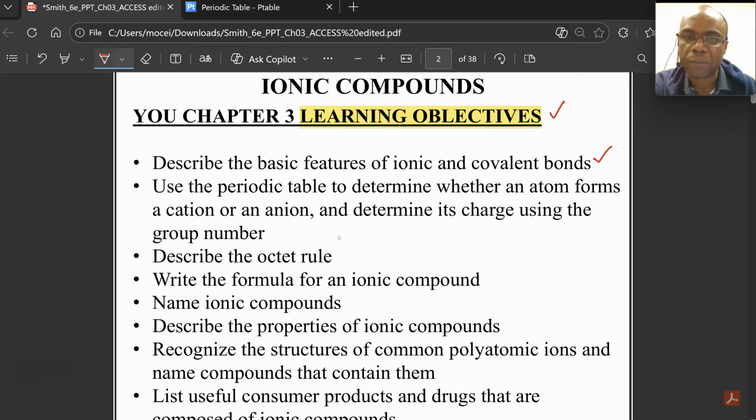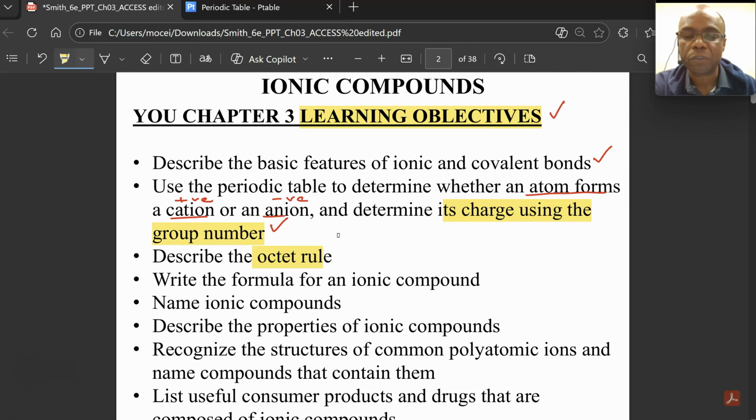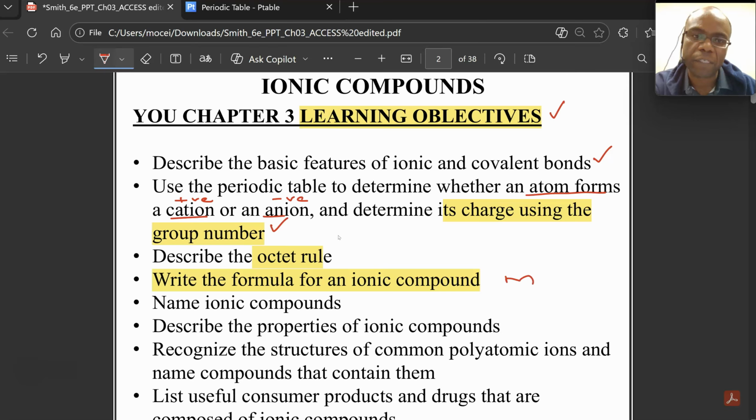We'll use the periodic table to determine whether an atom forms a cation or an anion. Cations are positively charged species, anions are negatively charged species, and we will determine the charge using the group number in the periodic table. We'll describe the octet rule, where most of the elements in the periodic table should have 8 electrons around them. We'll write the formula of an ionic compound, bearing in mind they are made from a combination of metal and non-metals.